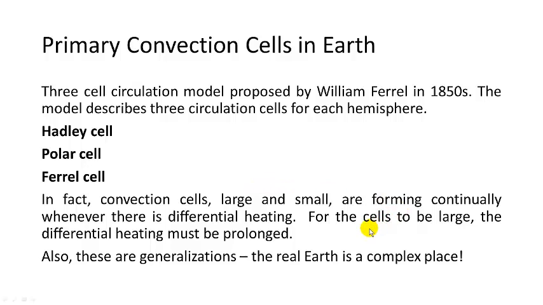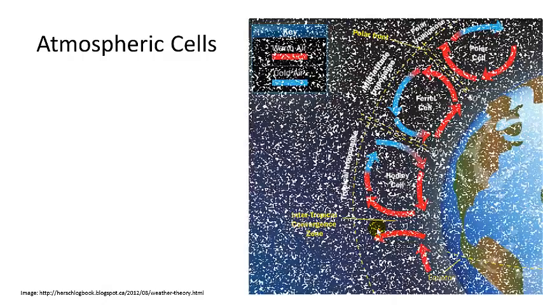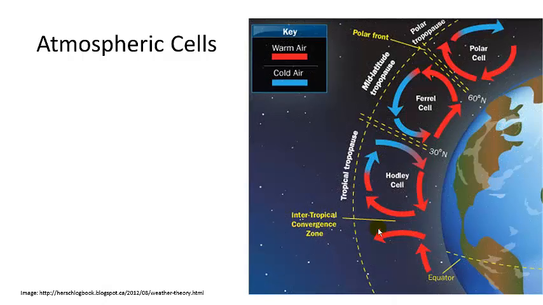For the cells to be large and persistent, though, there has to be prolonged heating. And so larger systems associated with the scale of the Earth require persistent differential heating. Smaller cells are formed in day and night situations between land and water. And these are, of course, generalizations that we're going to be seeing. The Earth itself is an extraordinarily complex place with lots of things going on.